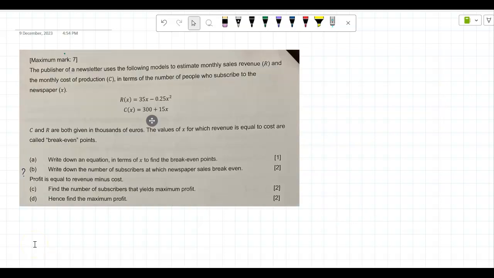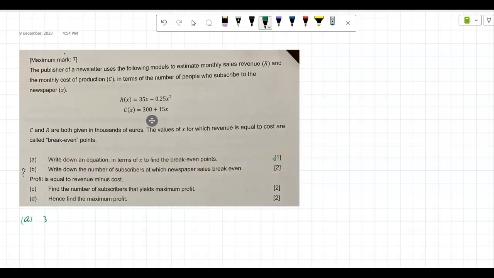Okay, now the publisher of a newsletter uses the following models to estimate monthly sales revenue R and the monthly cost of production C in terms of the number of people who subscribe to the newspaper, x. So x is the number of people who subscribe, R is the revenue, and this is the cost, both in thousands of euros. The values of x for which the revenue equals the cost are called break-even points. So revenue and cost are equal. Write down an equation in terms of x to find a break-even point. Equate the two.